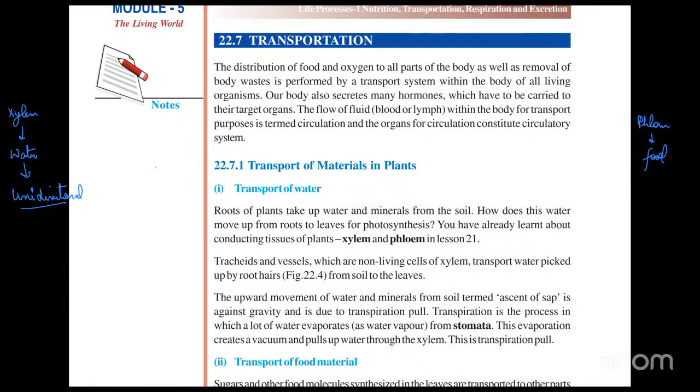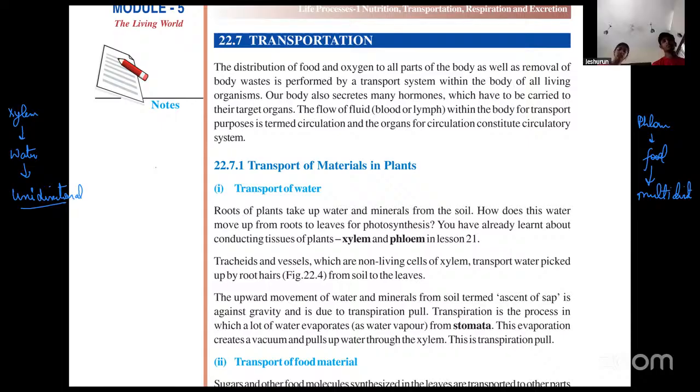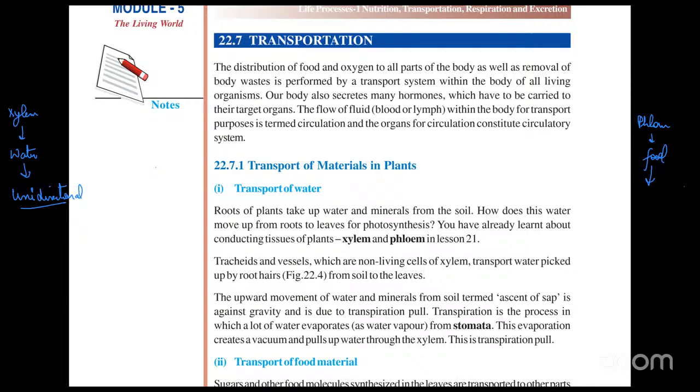Okay, understood. But phloem is multi-directional. So I will ask why it is multi-directional. I can't hear. Say it again, please.